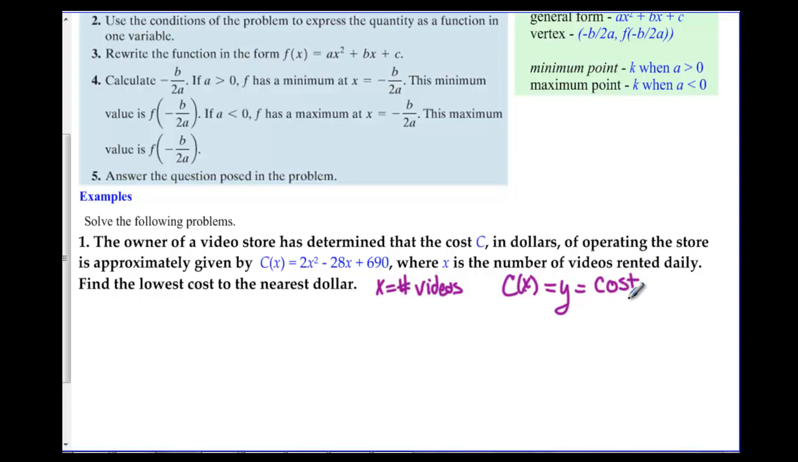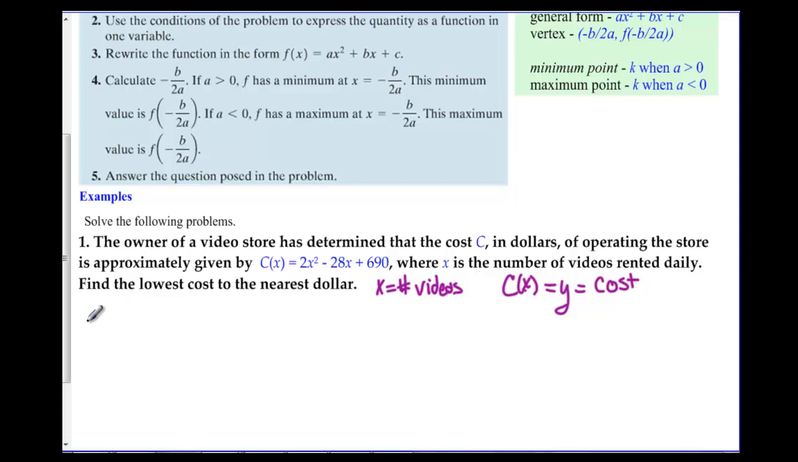I'm labeling my X and Y because this is probably the biggest mistake I see you guys make. You'll go through, work the problem properly, and then pick the wrong number. So it says find the lowest cost to the nearest dollar. Well, you guys know it's a parabola because of the squared. It has a positive number in front of the X squared, which means it'll face up. So if it's a facing up parabola, it has a minimum. And that's all it's asking us to do. So we're going to find the lowest cost to the nearest dollar by finding the vertex.